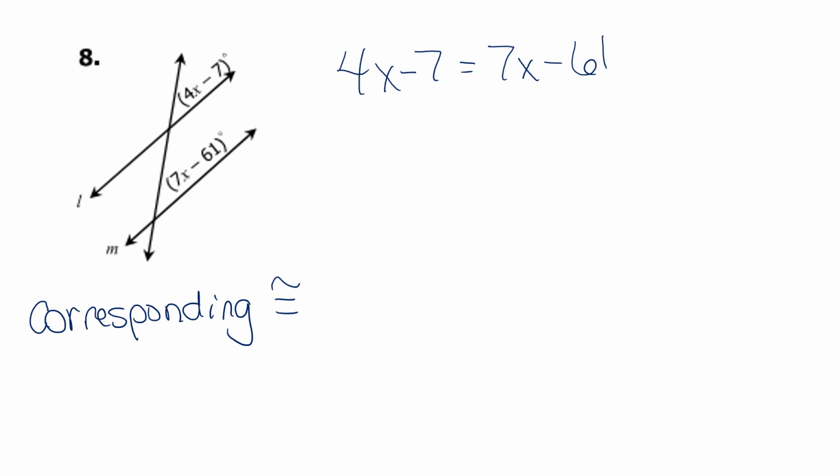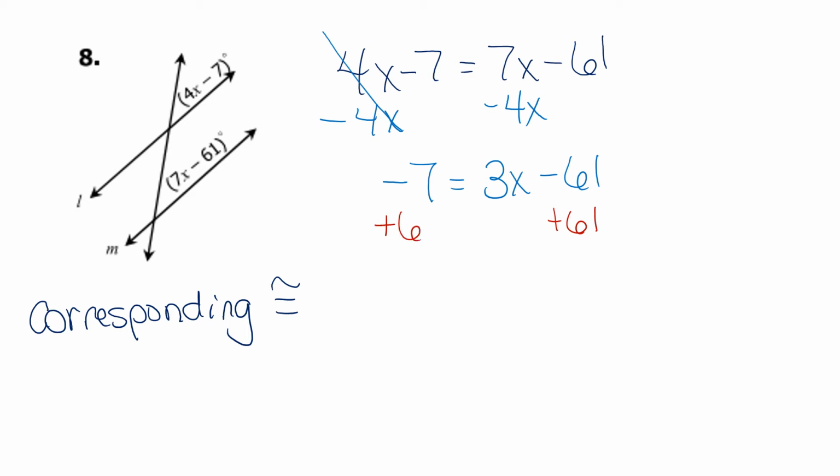Then we want to get our variables to the same side of the equal sign, so I'm going to subtract 4x on both sides. That's going to leave me with a negative 7 equals 3x minus 61. Then I want to get my variable by itself, so I'm going to add 61 to both sides of the equal sign. So negative 7 plus 61 would be a positive 54 equals 3x. And then your final step is to divide by 3 so that you can figure out what x equals, and x equals 18.